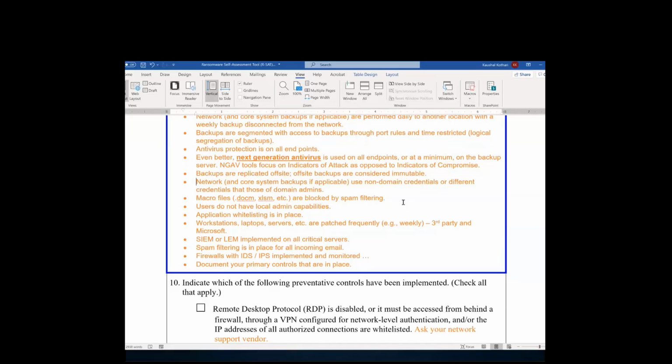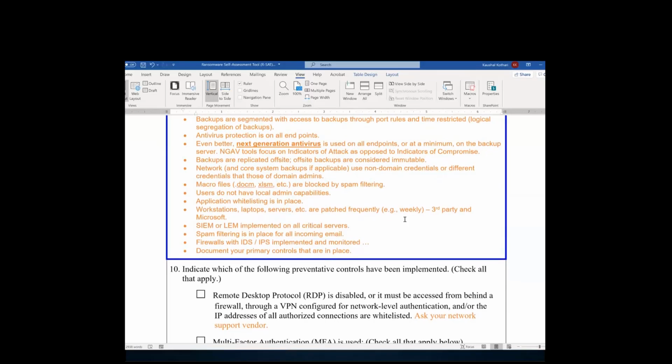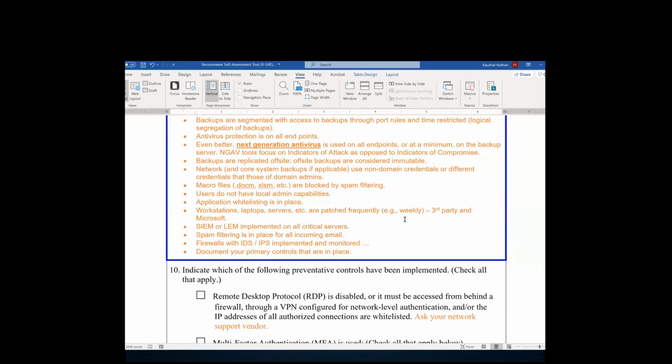And then network and core system backups, if applicable, use non-domain credentials or different credentials than those of domain admin. Again, that's what we were talking about earlier, using different credentials than what are used in the network for your backups. And then macro files are blocked by spam filtering. If they're not being blocked by spam filtering, you should look and make sure they are. Macro files are, especially early on, one of the primary ways of delivering ransomware attacks.